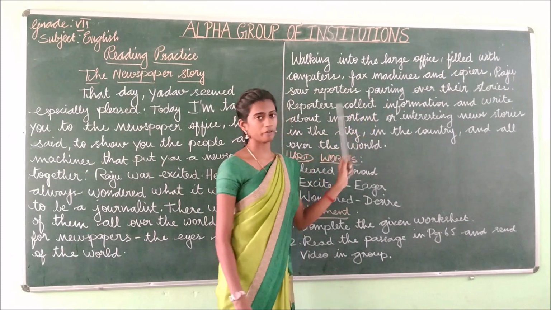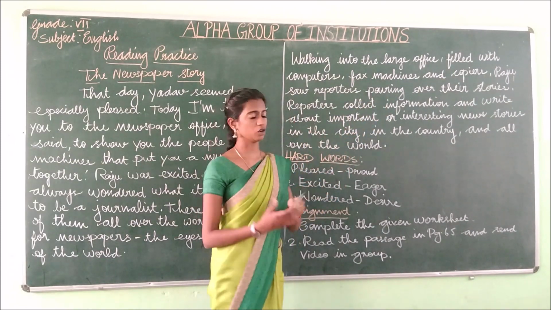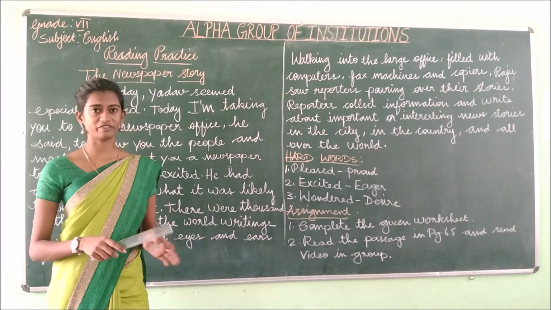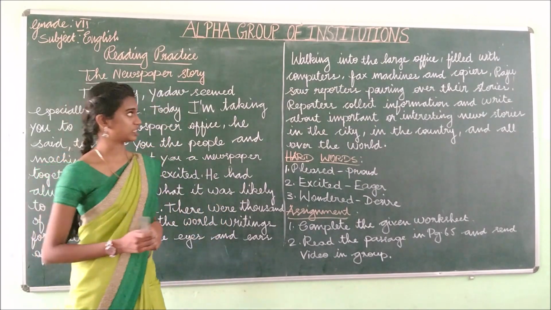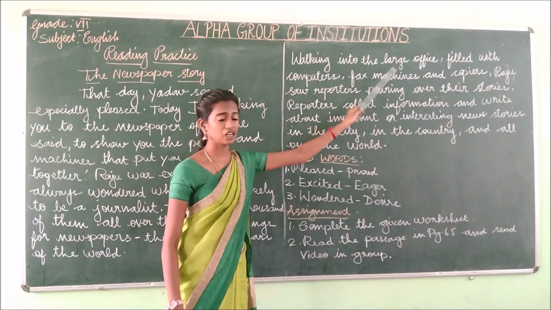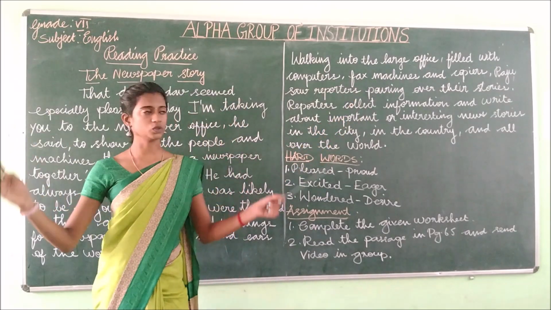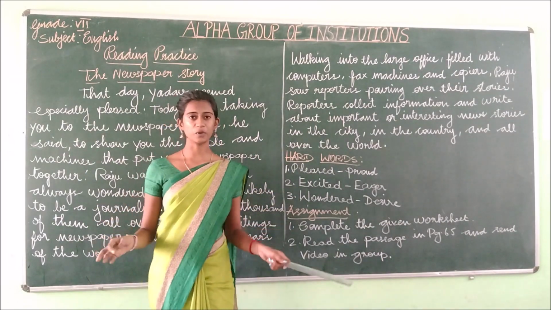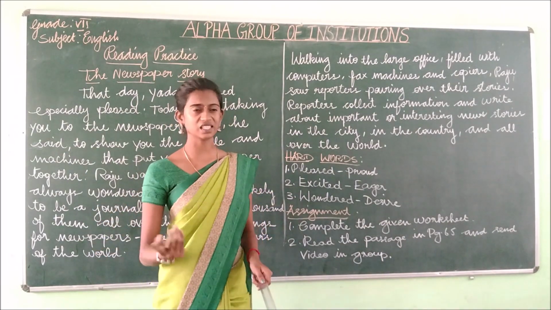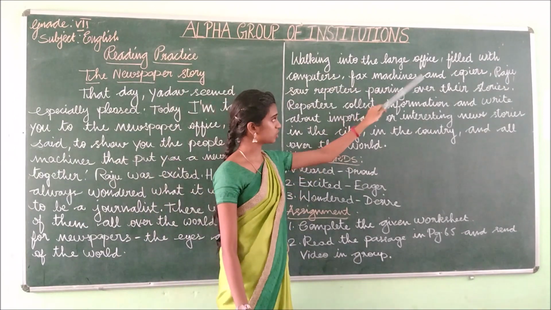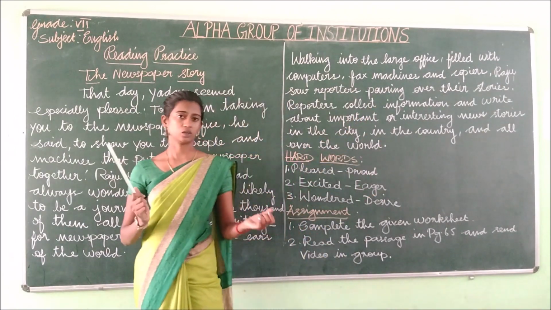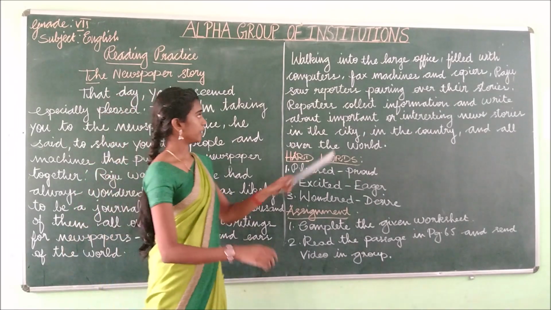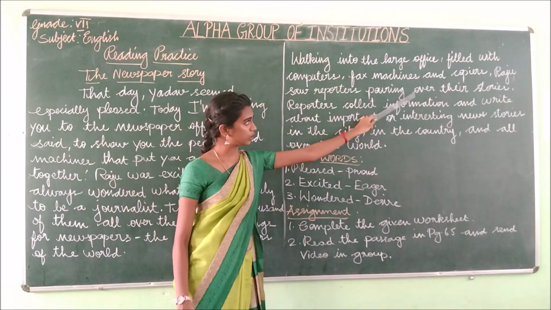Walking into the large office filled with computers. So where are they going? To the newspaper office. Entering the office, what does he notice? He notices that the office is a huge one filled with computers. In the office there are many computers. So he sees computers, fax machines, copiers, and reporters poring over their stories.